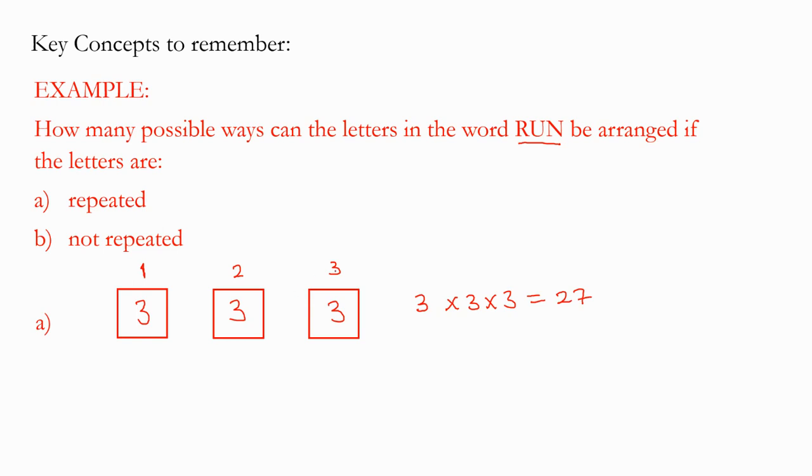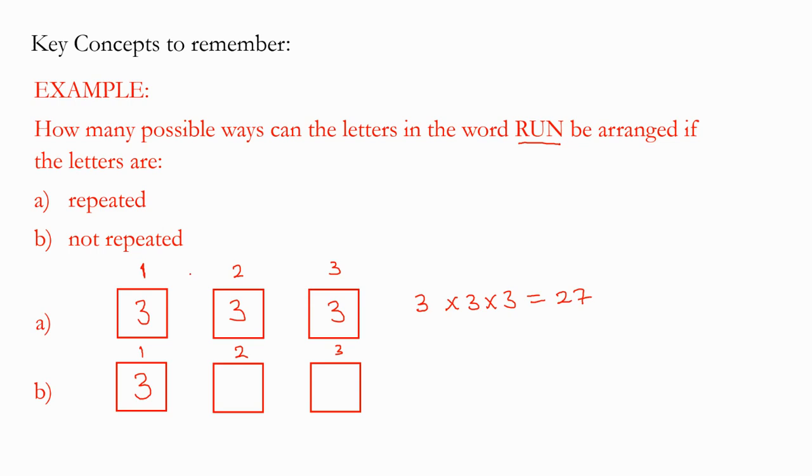And then B, the letters should not be repeated. So position 1, let me write the positions here. Position 1, you have got how many letters to choose from? We can choose from 3 letters. It can be R, can be U, can be N. But now, if we have 1 letter in the first position, it means in the second position, we have to choose from 2 letters because the letters cannot be repeated.